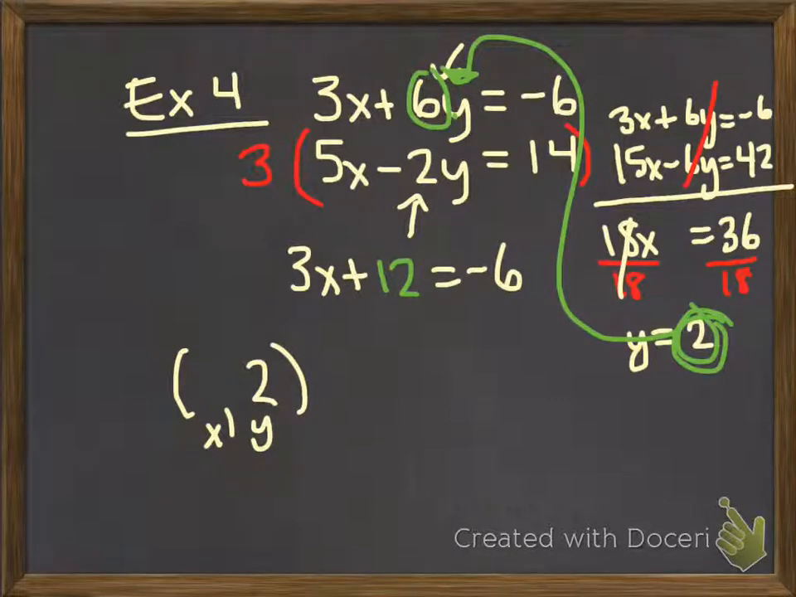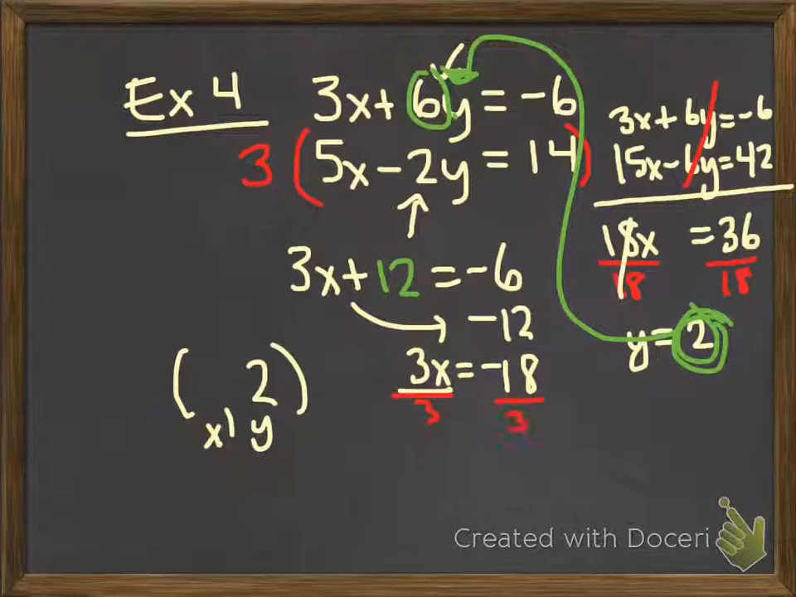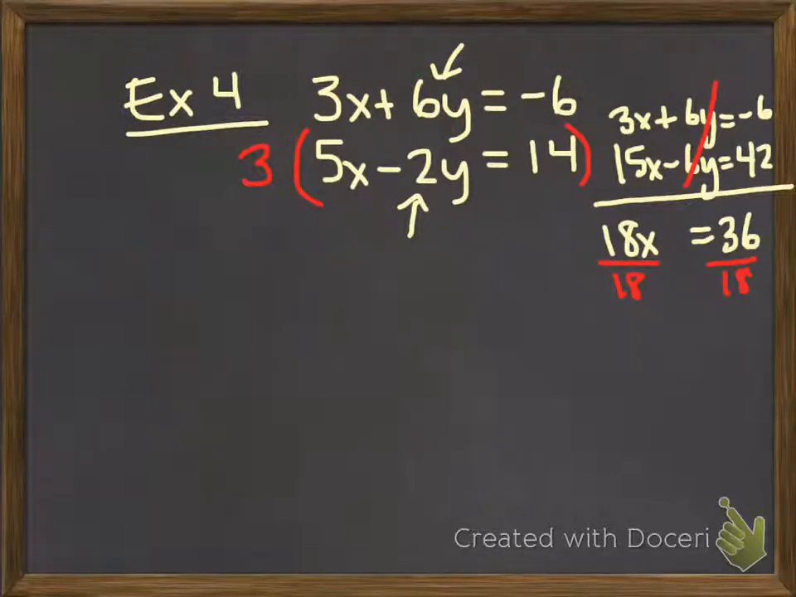Okay, then I'm going to subtract 12. 3x equals negative 18. Divide by 3. And x equals negative 6. Okay, my mistake. X equals 2.